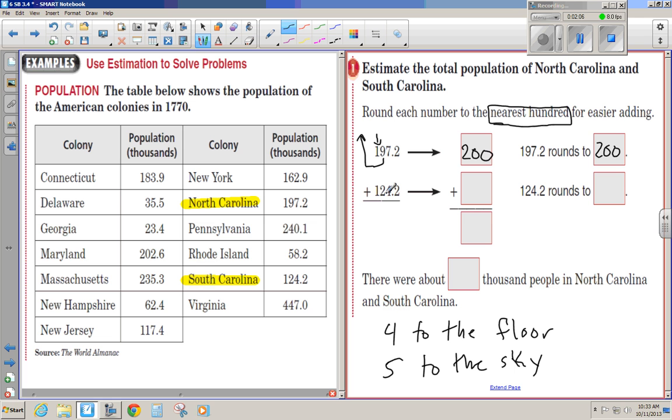In 124, we're still rounding to the nearest hundred spot. So you look at the 2, it's 4 to the floor, so it should be rounded to 100. Now estimating this 200 plus 100, that is about 300,000 people. So there are about 300,000 people in North Carolina and South Carolina in 1770.